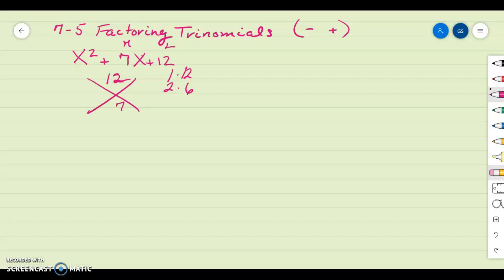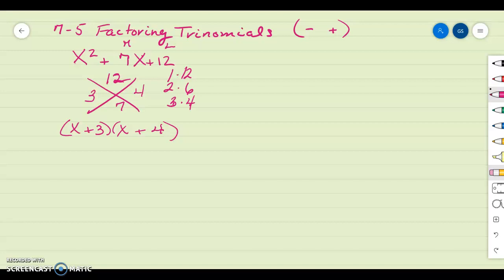How about this? 3 times 4. Okay, 3 times 4 is 12, and 3 plus 4 is 7. So those are your numbers that you're looking for. It's like a puzzle. Name two numbers that multiply to be 12 and add to be 7. And they're both positive. Okay, so yesterday, or last lesson I should say, we worked on only positive positives.